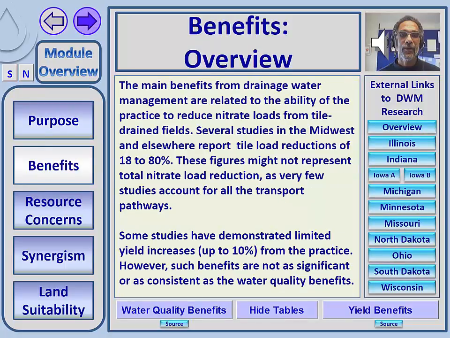The main benefits from drainage water management are related to the ability of the practice to reduce nitrate loads from tile-drained fields. Several studies in the Midwest and elsewhere report tile load reductions of 18 to 80%. These figures might not represent total nitrate load reduction, as very few studies account for all the transport pathways. Some studies have demonstrated limited yield increases from the practice. However, such benefits are not as significant or as consistent as the water quality benefits.